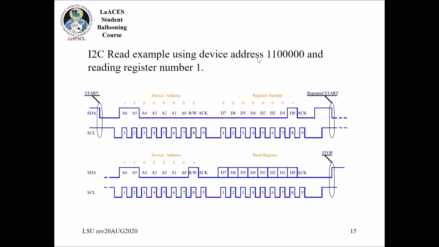So we're going to go through this. We want to look at the device address 11000000 and reading register number 1. The device address is that, and then we're going to read register number 1.